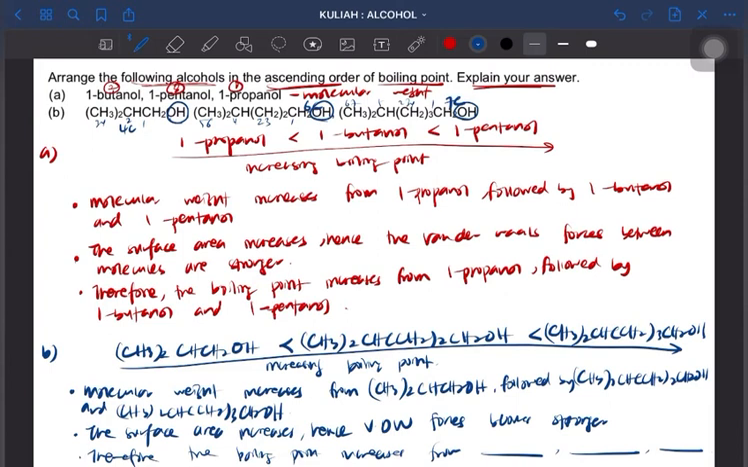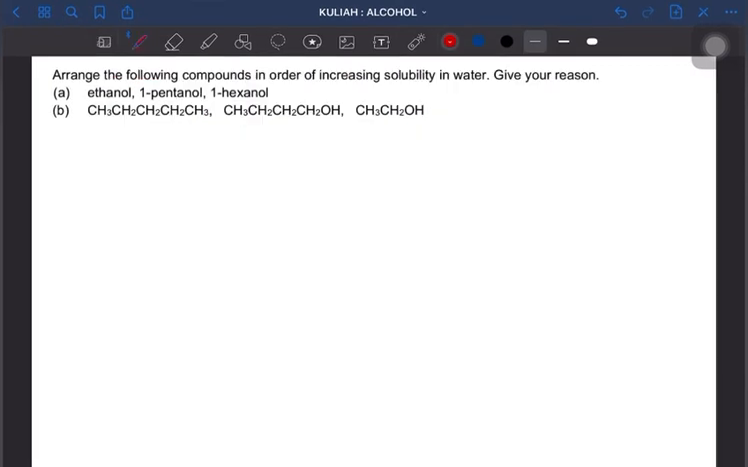Okay, so kita dah settle the question. Okay, so alright, now kita nak tengok the last question here. We have dia kata kat sini, arrange the following compounds in the order of increasing solubility in water. And dia kata give your reason. Okay, so dekat sini kita ada ethanol, pentanol dan hexanol. So in this case, kita tahu the number of OH is the same, but the difference is the molecular weight lah. Okay, which means that the number of carbon dekat sini berbeza. Okay, so number of carbon.